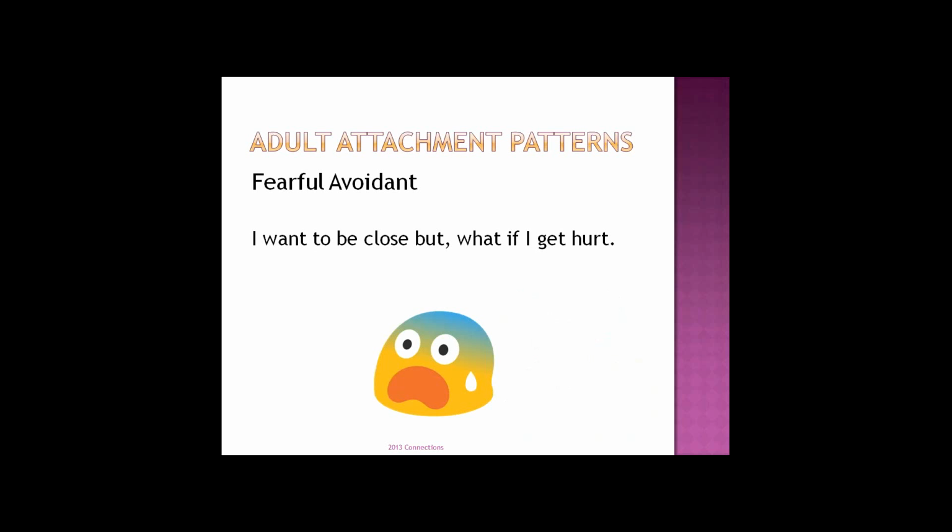The next one is fearful avoidant. This one has that conflict inside that says, I want to be close, but what if I get hurt? So you're afraid of being connected, so you avoid it. And the truth is that in a relationship, you probably are going to be hurt sometime.